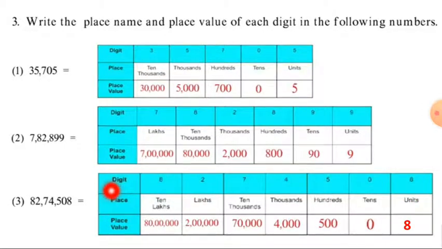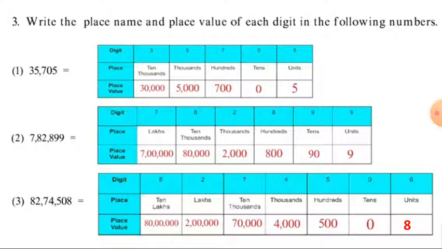Now in the next row we have to write the place value. 8 is at tens lakh place, so it will become 80 lakh. 2 is at lakh place, so it will be 2 lakhs. 7 is at 10,000 place, so it will be 70,000. 4 is at 1,000 place, so it will be 4,000. 5 is at 100 place, so it will be 500. Then 0 is at tens place, so it will be 0, and 8 is at unit place, so it will be 8. Understood, students, how you have to write the place and the place value of each digit?